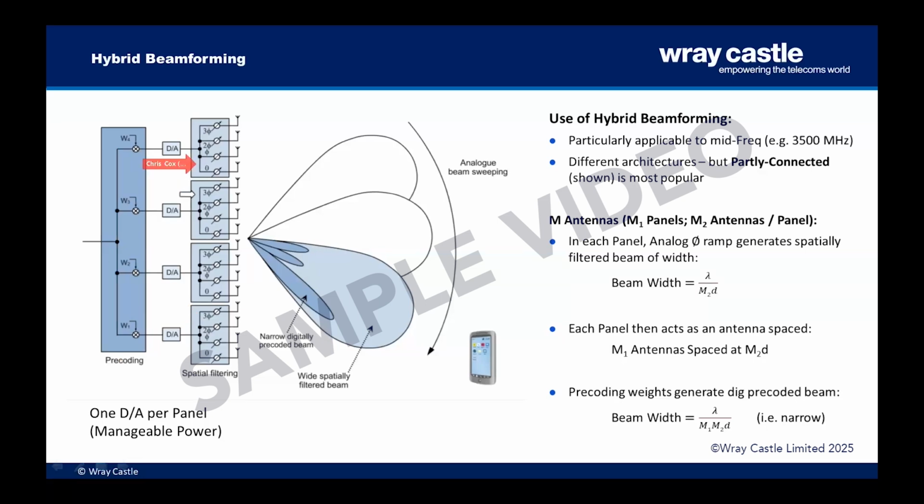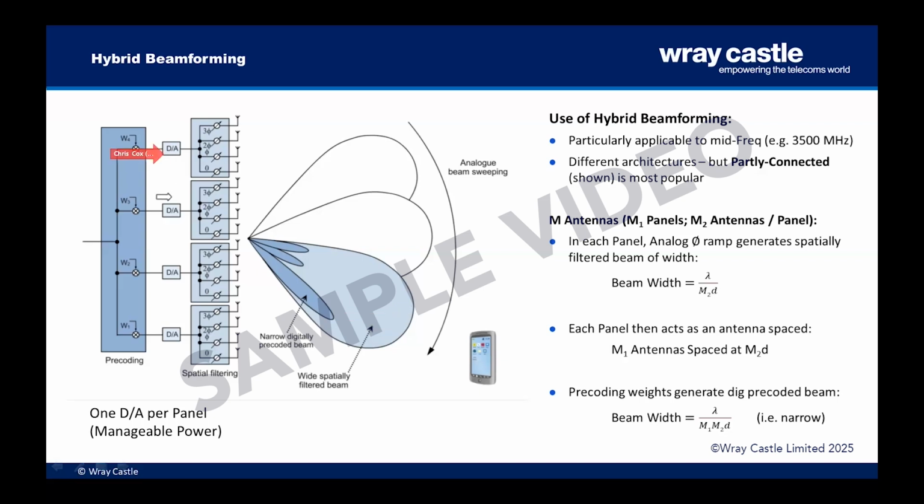Perhaps no surprise then that this technique gives us something which is intermediate in terms of complexity and performance and power consumption. Briefly, the narrowly spaced antennas within a panel give us wide, large-scale beams, denoted here, through which the base station will need to switch from one to another by means of analog beam sweeping.